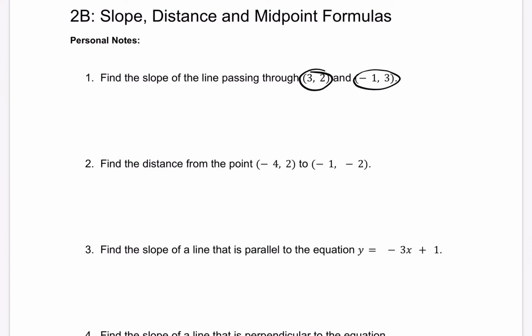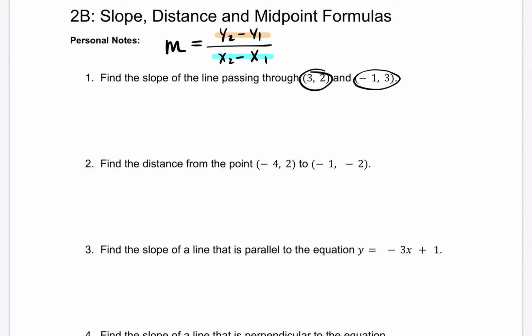So on the test, you'll be given this, but you may want to remember that slope, m, is equal to y2 minus y1 over x2 minus x1. This is just how much you change in y, which I think was red earlier, how much you change in y compared to how much you change in x. How much you change in y over how much you change in x. That's all slope is. It's a rate of change.